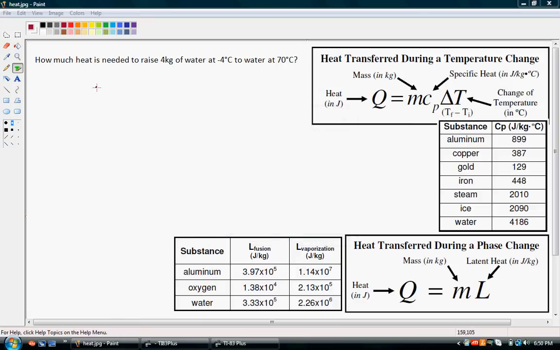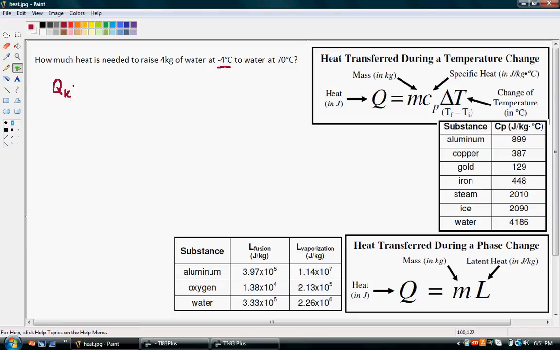So here it asks, how much heat is needed to raise 4 kilograms of water at -4 degrees Celsius to water at 70 degrees Celsius? So what we need to do, right now we have water that's at -4 degrees Celsius. Well, water that is less than 0 degrees is going to be ice. So in order to get it to water at 70 degrees Celsius, we need to raise that ice up to the melting point.